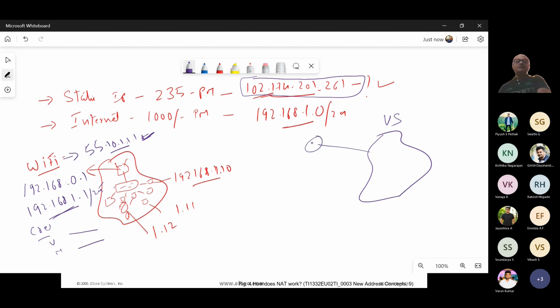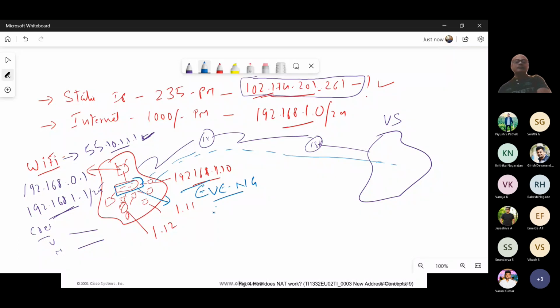I'm using one ISP here, and there is one more ISP here, which is connected. So I am able to access my network, my home server. I can access it because of the lockdown, what I did at my home server. I have configured EVE-NG so they can do the lab.